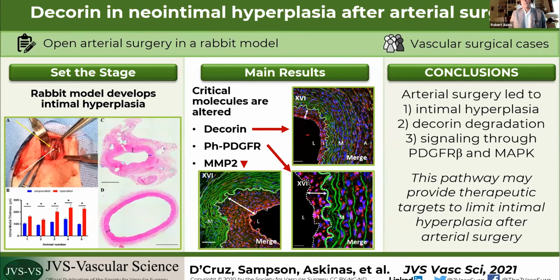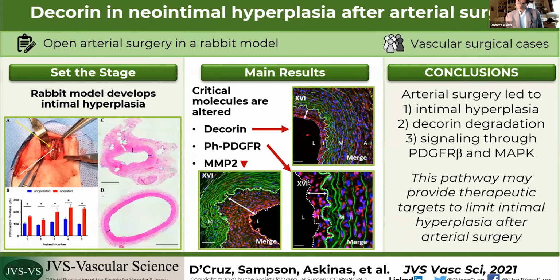Those are the H&Es in C and D that you can see here in this first part. The upper is the left common carotid, and the lower is the contralateral right common carotid from the same animal. So we used contralateral controls in this study. And then the column graph across the 5 animals that were included in this set of studies gives you an idea of the significant increases in intimal hyperplasia across all 5 animals.